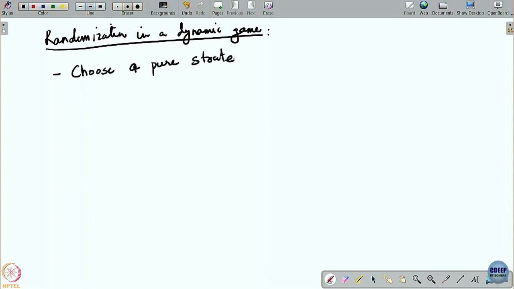Now, pure strategies in a dynamic game are functions. So, you have a set of functions, and you choose one of them at random. The probability with which you choose every function is what is now the strategic decision. So, choose a pure strategy at random. This is what is called a mixed strategy for a dynamic game.